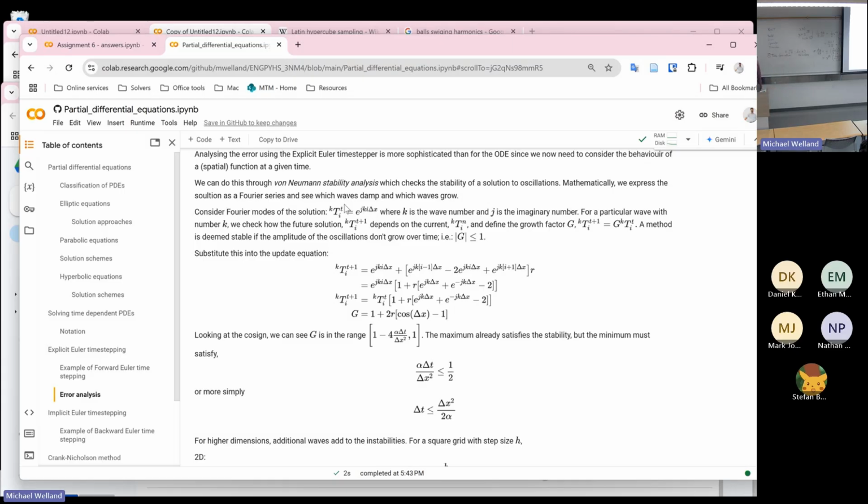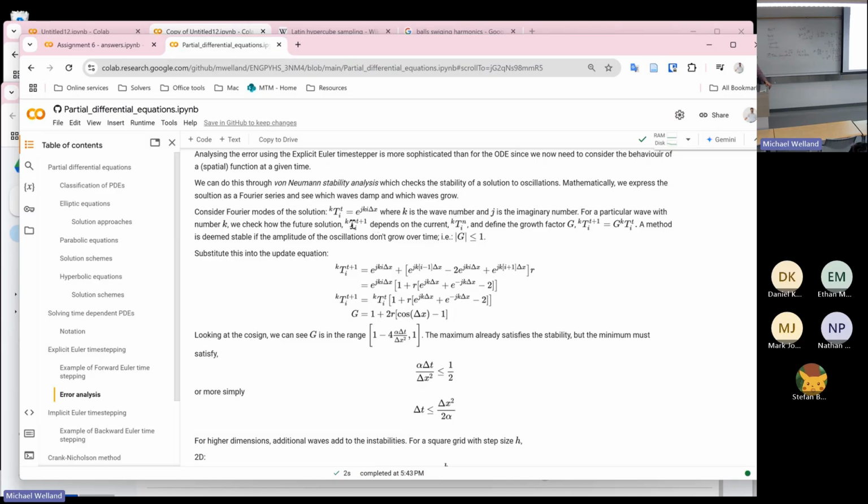It is defined as exponential j, because now we have index i, so j has to be the imaginary number. This won't be on the test, guys. I'm not going to test you on von Neumann stability analysis, so if I gloss over things, don't worry about it. I'll try and highlight the key points. What you're going to do is look at the kth wave, which can be expressed as an exponential because complex analysis.